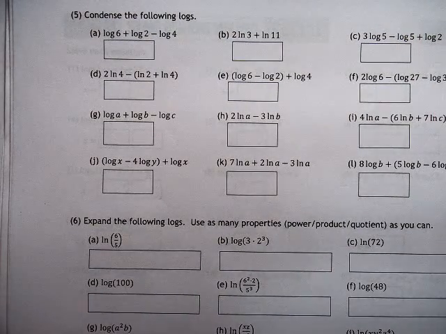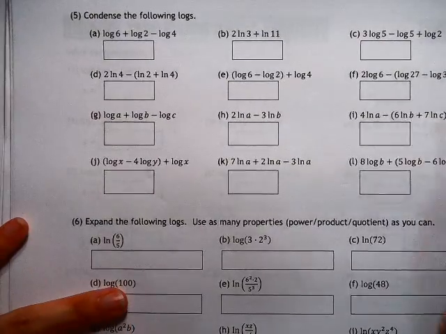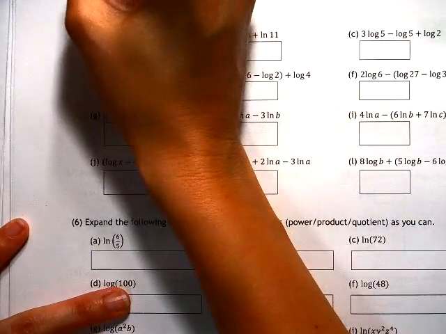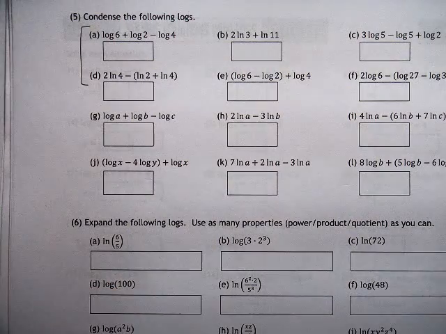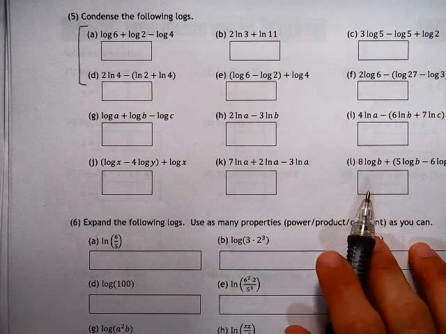Question number 5 is another condensing example. In all honesty, questions lettered A through F are going to remind you a lot of question number 4, which you already did on the previous page. It's really questions G through L that look a little bit different.